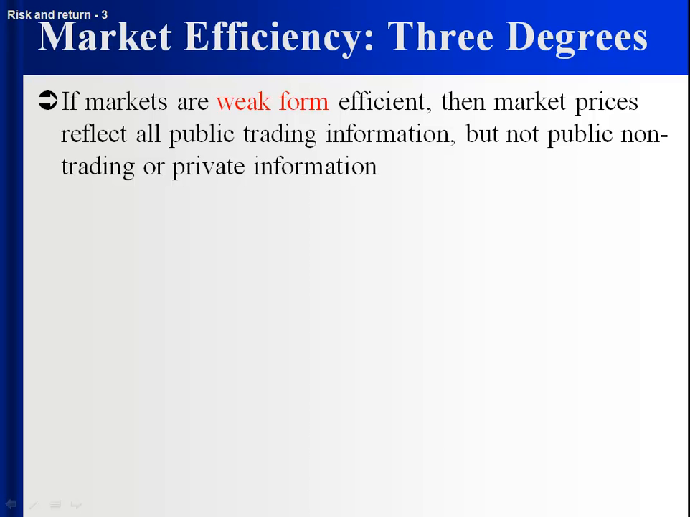So as I said, there are three degrees, and the weakest one is called weak form efficient. A market is weak form efficient if prices reflect all public trading information. However, they do not reflect all public non-trading information or all private information. So what does that mean?